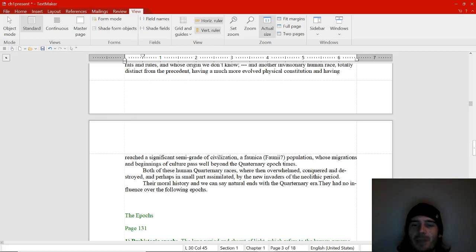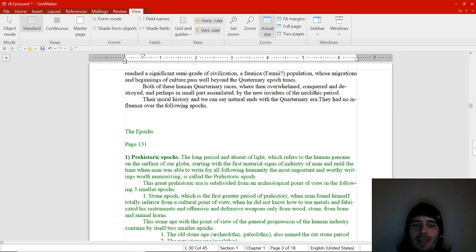Both of these human Quaternary races were then overwhelmed, conquered, and destroyed, and perhaps in small part assimilated by the new invaders of the Neolithic period. Their moral history, and we can say natural, ends with the Quaternary era. They had no influence over the following epochs. That's the end of chapter 1. Let's see what the epochs are now.